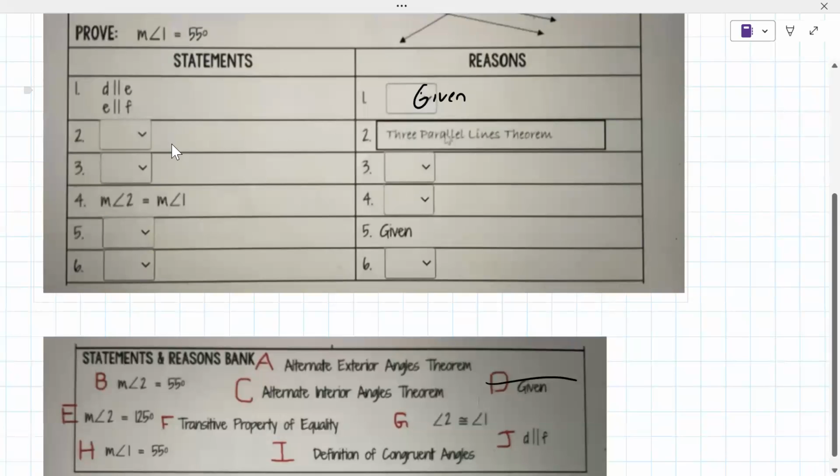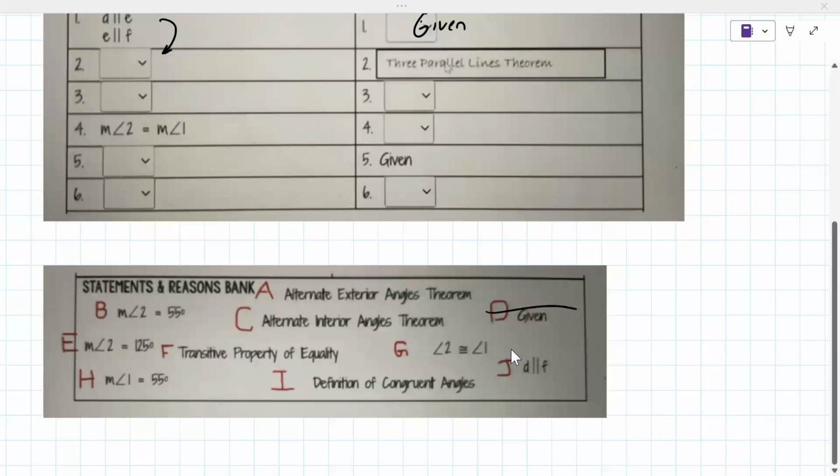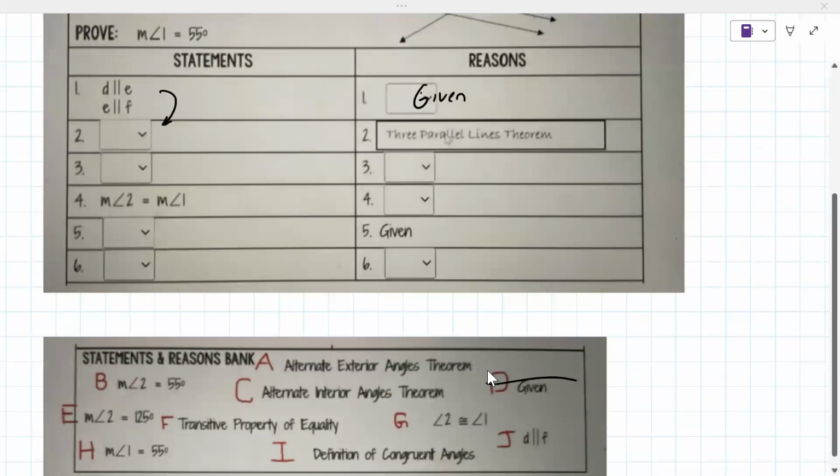Number 3. Number 2 comes from number 1, probably, because it's talking about the parallel lines theorem. It's kind of like, hey, since B is parallel to E and E is parallel to F, what do you know about all 3 lines? They're parallel. Yeah, so they're all parallel, which means we should start by looking for something that's parallel. So you're looking for the parallel symbol. Looks like there it is, D parallel to F.